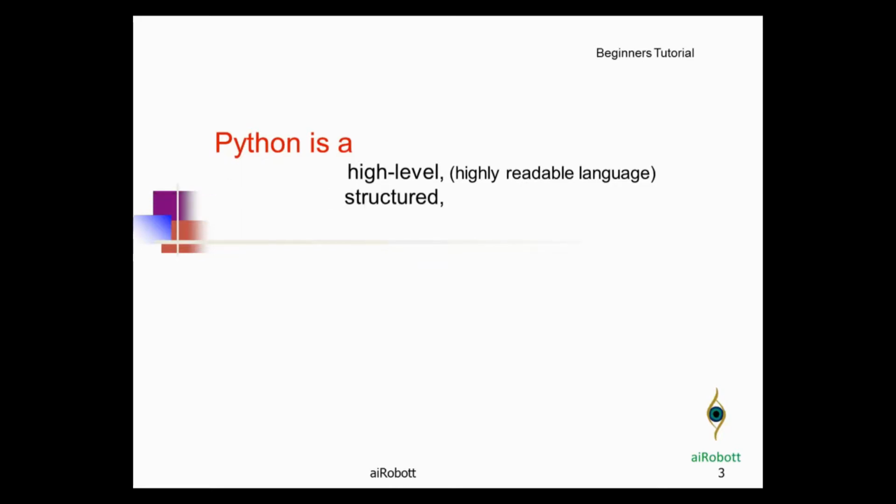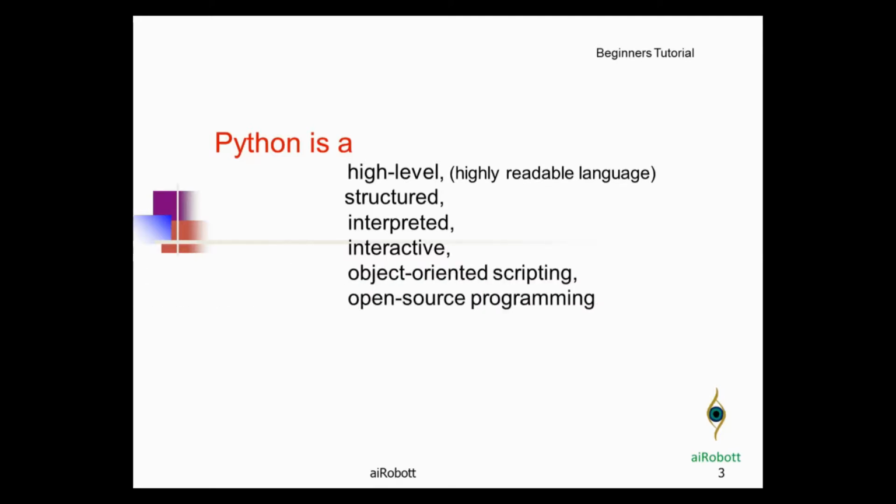It is a structured language like C language, C++. It is an interpreted language. It is an interactive language, object-oriented scripting language, open source programming language. Python is an open source programming language.